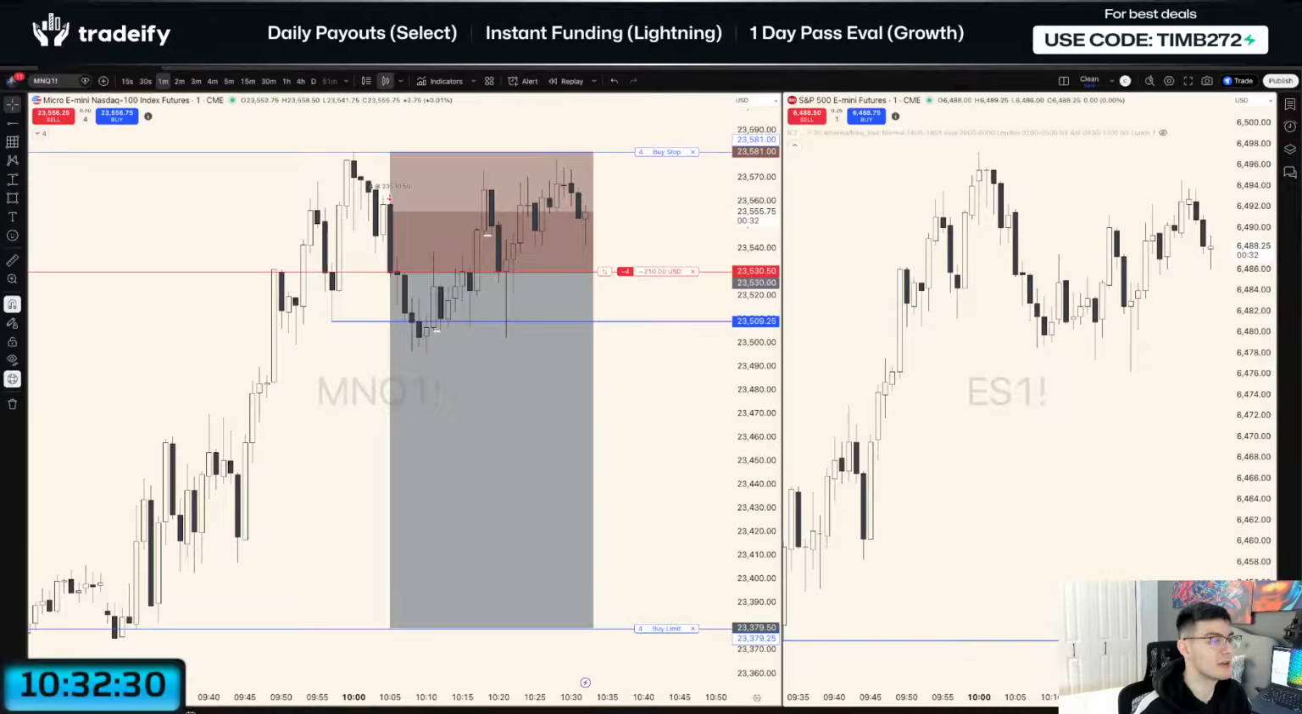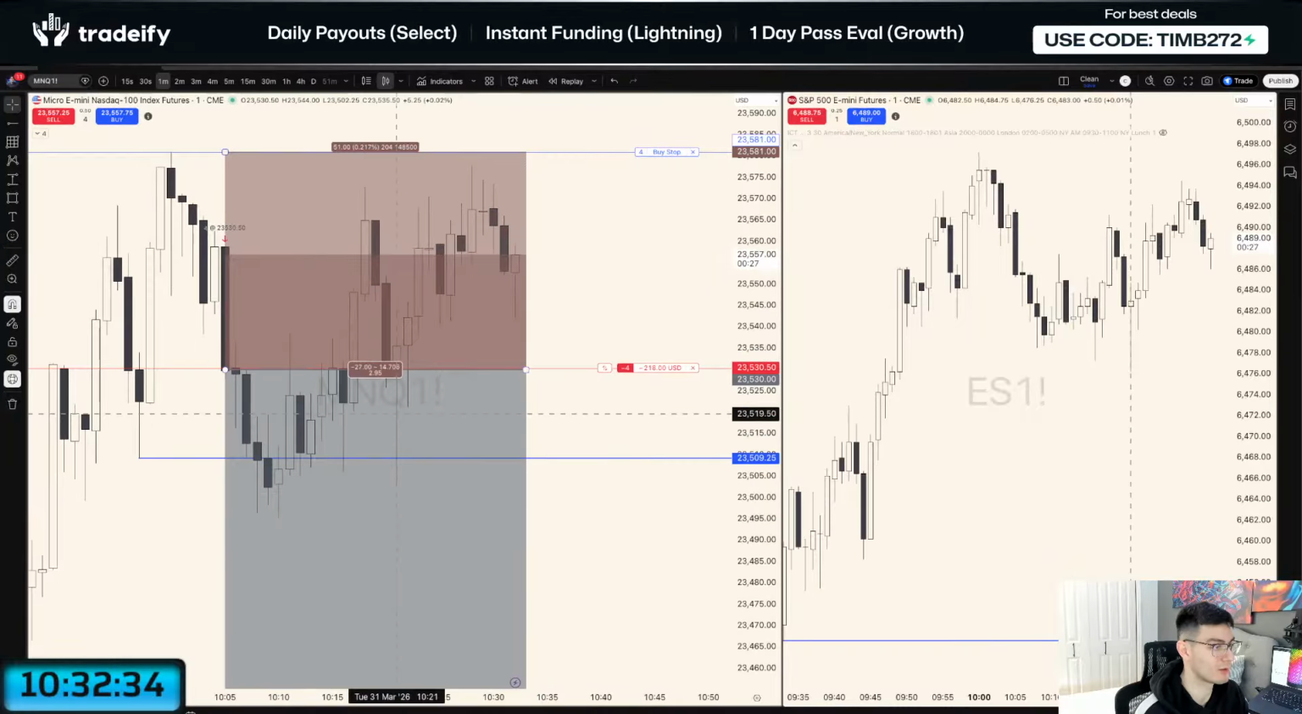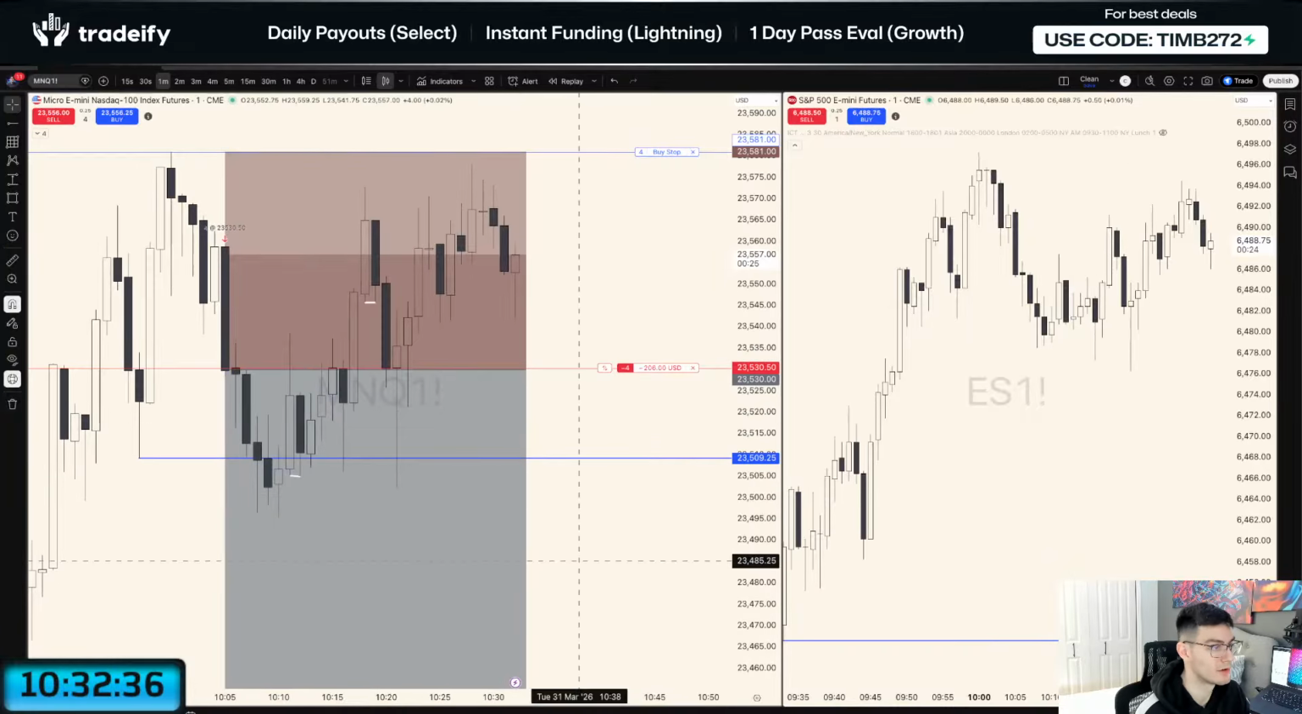I really don't like that we keep failing to move lower, though. I feel like every time we push lower, it's just wick down, wick down, wick down.